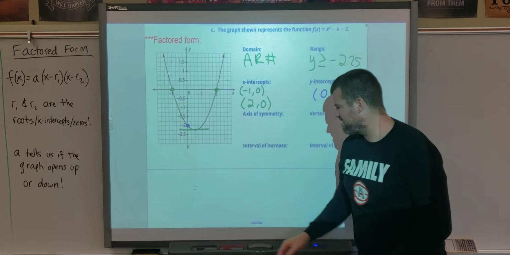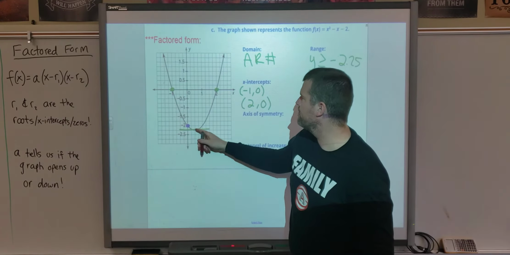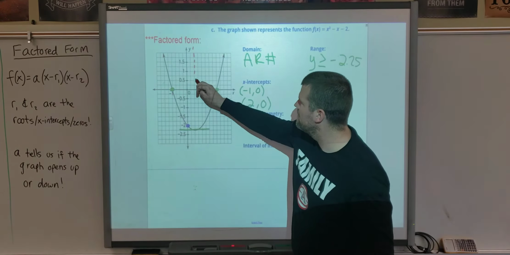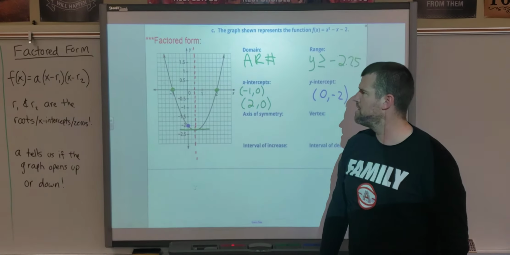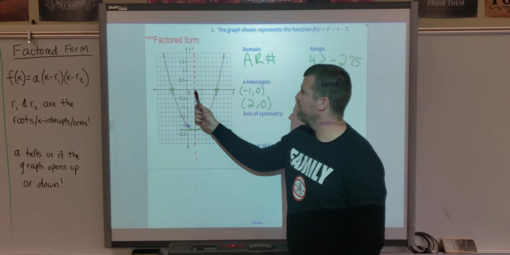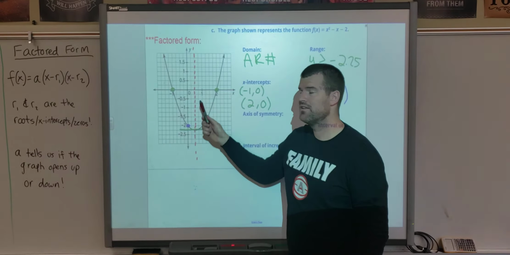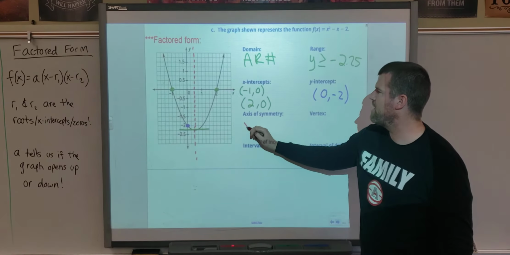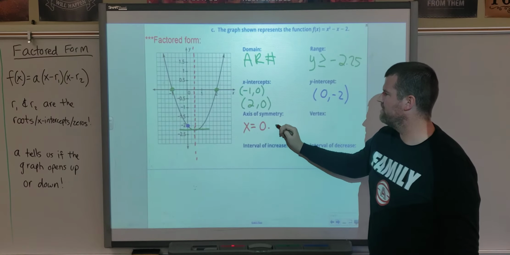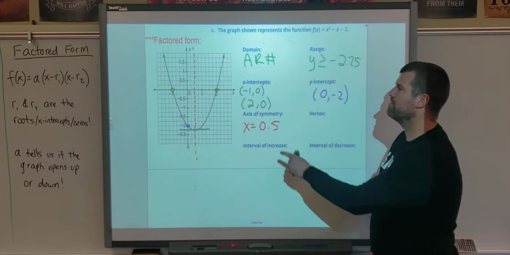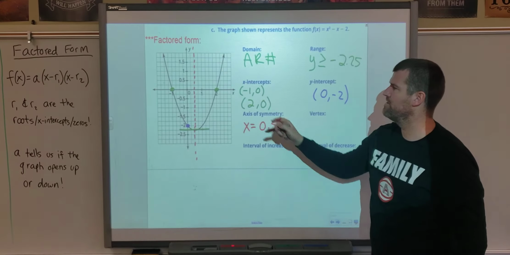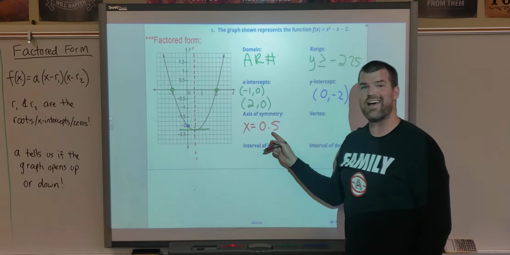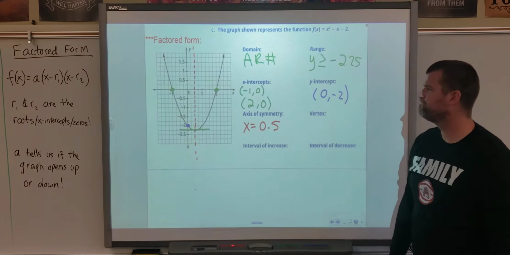Our axis of symmetry, we're going to cut straight through the middle here. And I know it's probably a little too small for you to see very well, but this is exactly halfway between 0 and 1. So that's going to be an x value of 0.5. Or, right, I could find halfway between my x-intercepts. So add those together and divide by 2, and you get a half, so 0.5.